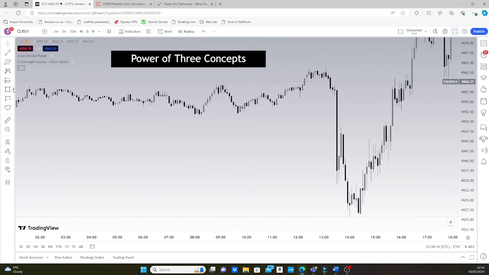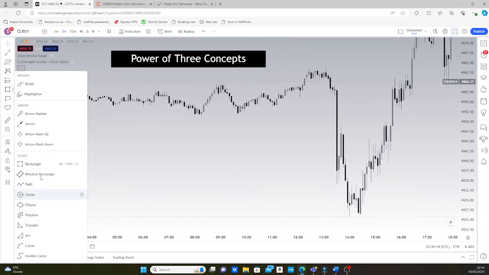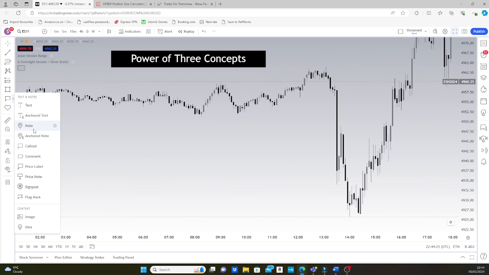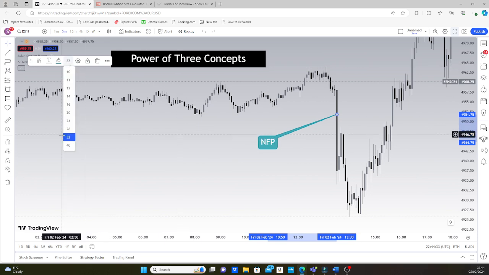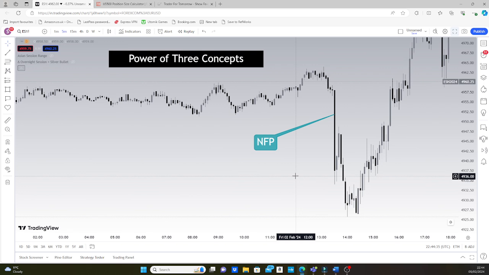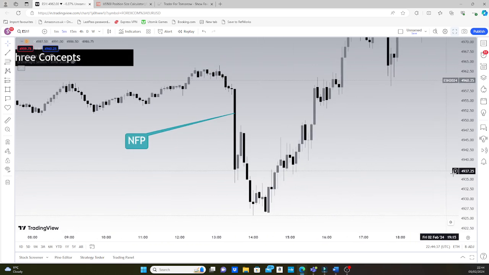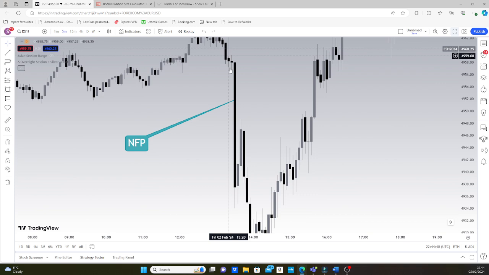NFP was this aggressive move down, right? We had a very aggressive move down, and that is labeled over here. So this was our NFP move. NFP here created a very volatile move in price, and our job is to trade after NFP, right? This movement here was our NFP.